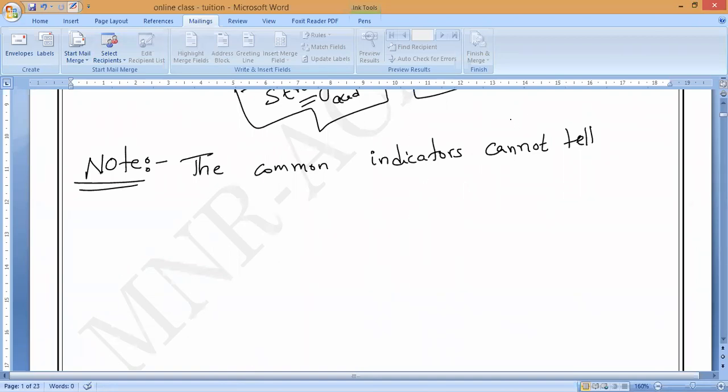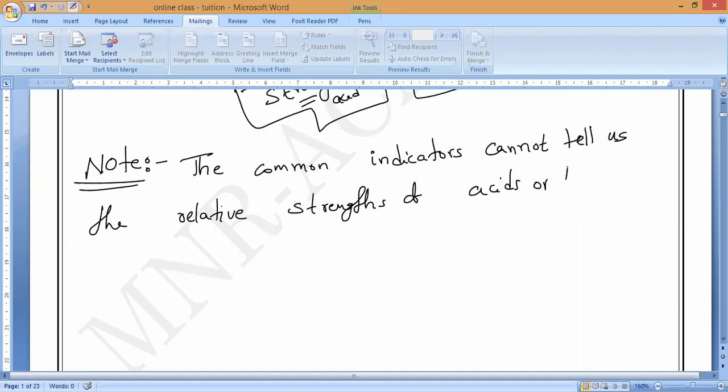Everything here is MCQ, but you people are not responding. So write this point: the common indicators cannot tell us the strong acid or strong base, weak acid or weak base, that is, the relative strengths of acids or bases. Please note it down.